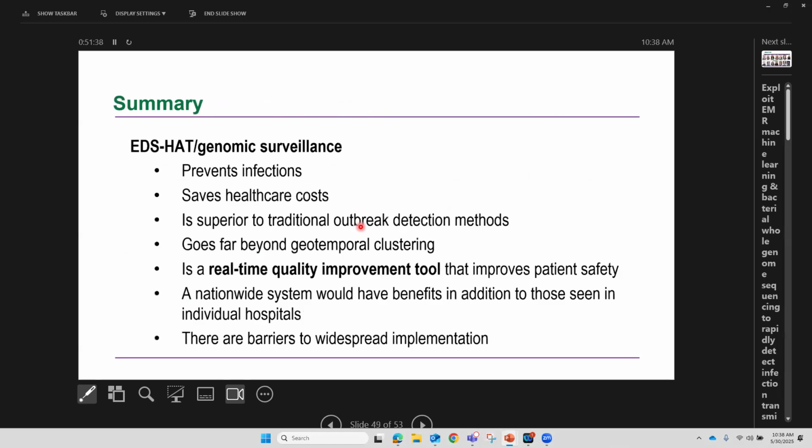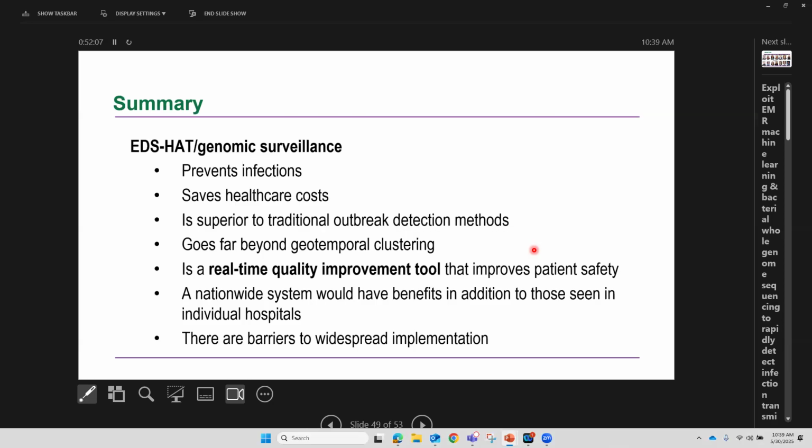So to summarize, genomic surveillance prevents infections, saves money, is clearly superior to traditional methods, and it goes way beyond geotemporal clustering. You see some of the publications that are out there that are using sequencing of everything. They still focus on geotemporal clustering. And the key message, I think, is you've got to look for exposures that are not on the nursing unit, because those are often the most meaningful outbreaks.